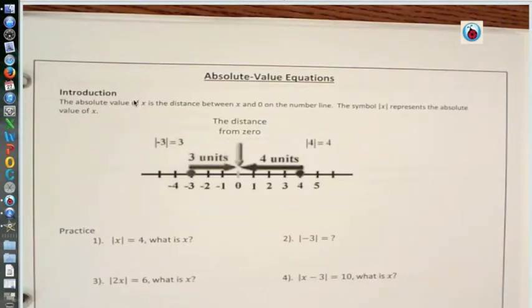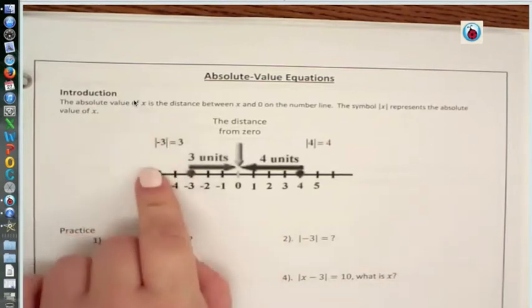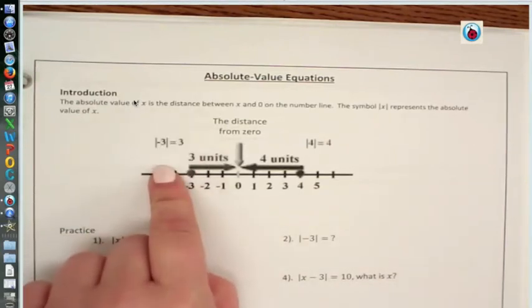This is the last lesson in this part of the unit, absolute value equations. This is probably a new thing that you have not seen before. In this lesson, we're going to solve equations that have absolute value symbols. Those are those straight up and down lines that you see sometimes.